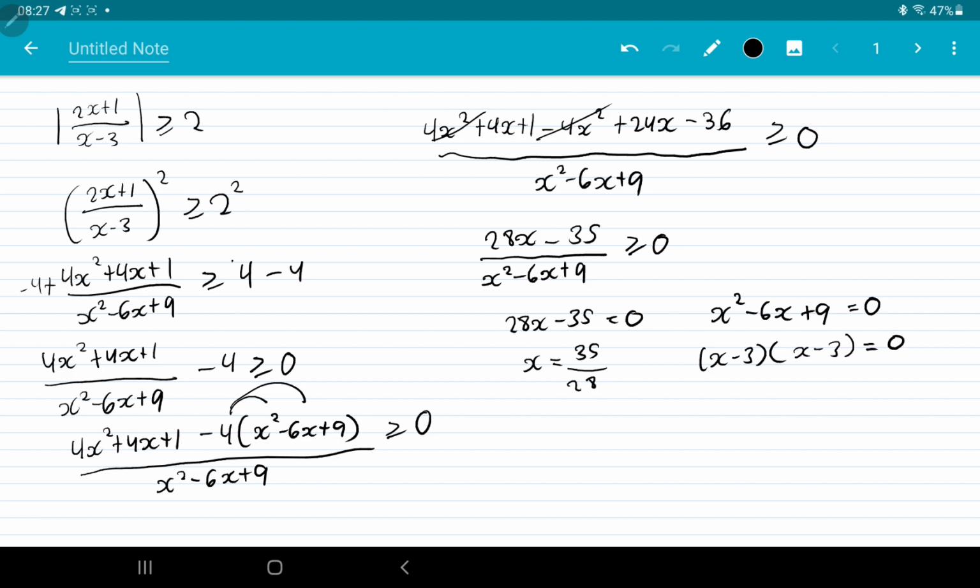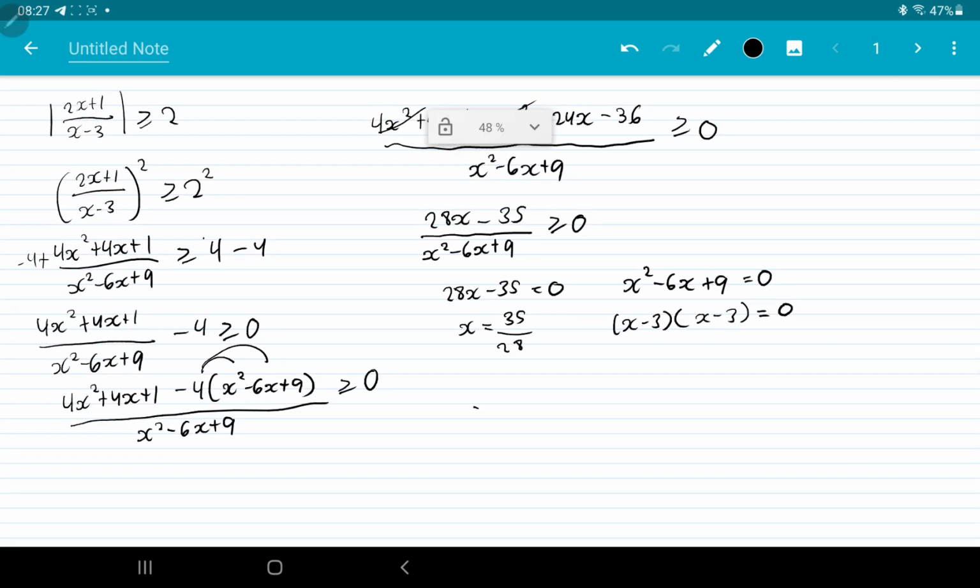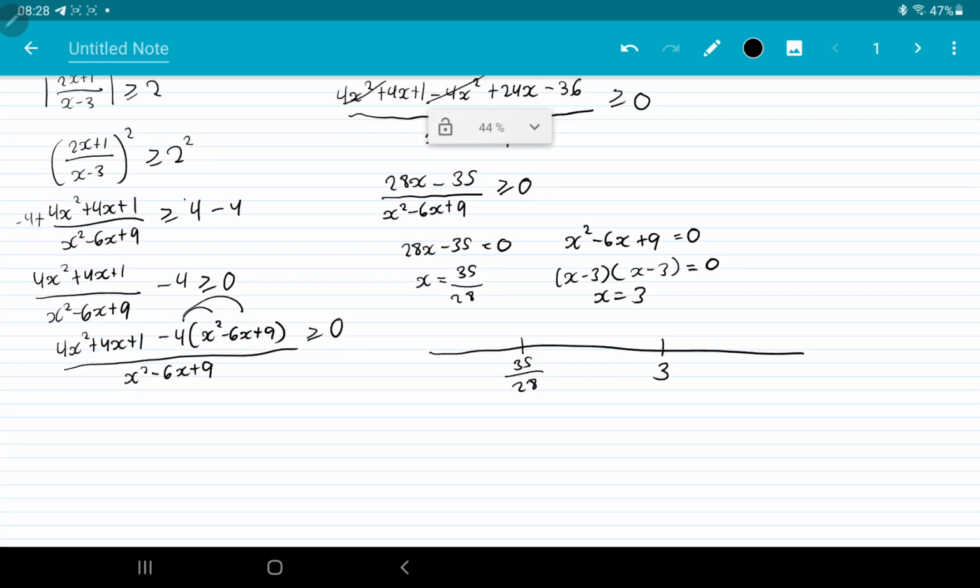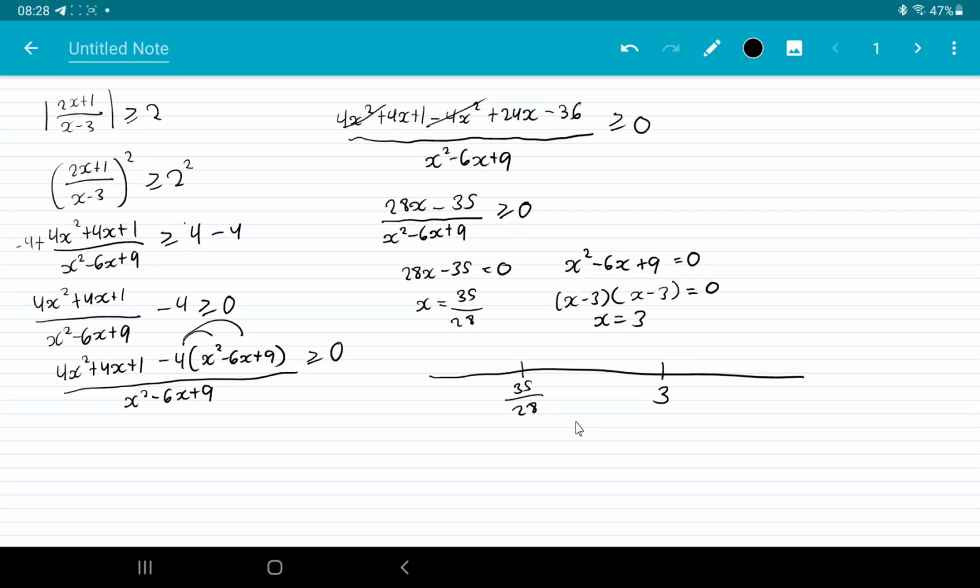When you plot it on the number line, you just put the value x is 3, so you don't need to repeat the values. So on this line we will put the values 3 and 35 over 28. Now we can put our factors on the left side. So it becomes (28x minus 35) over (x minus 3)(x minus 3).